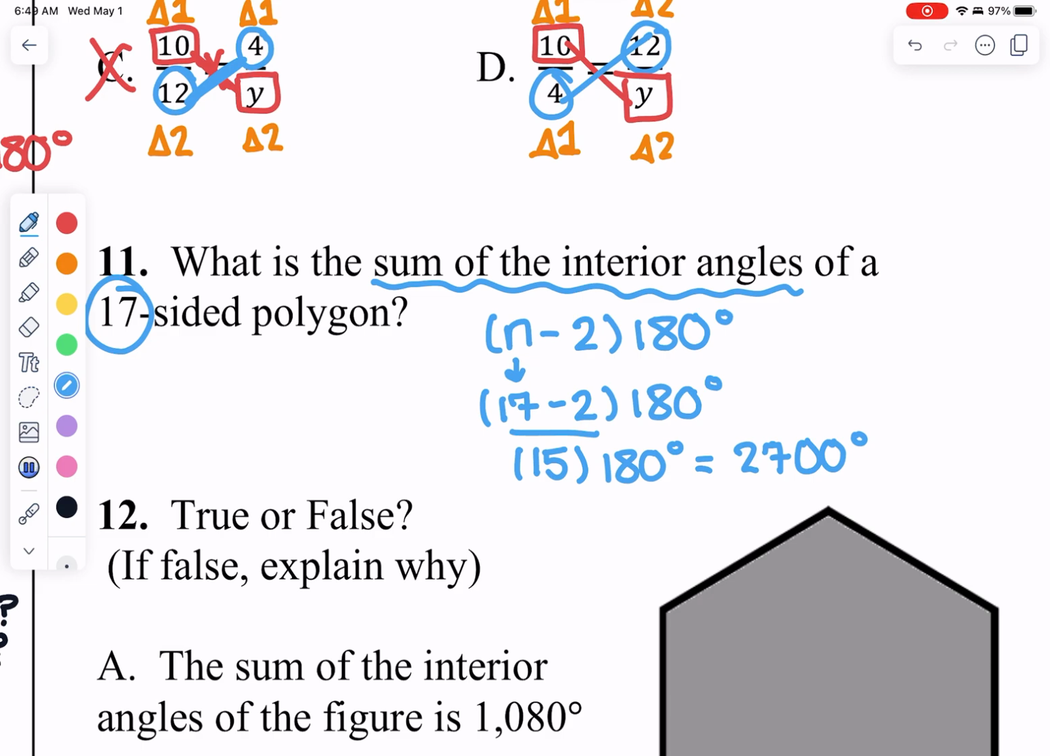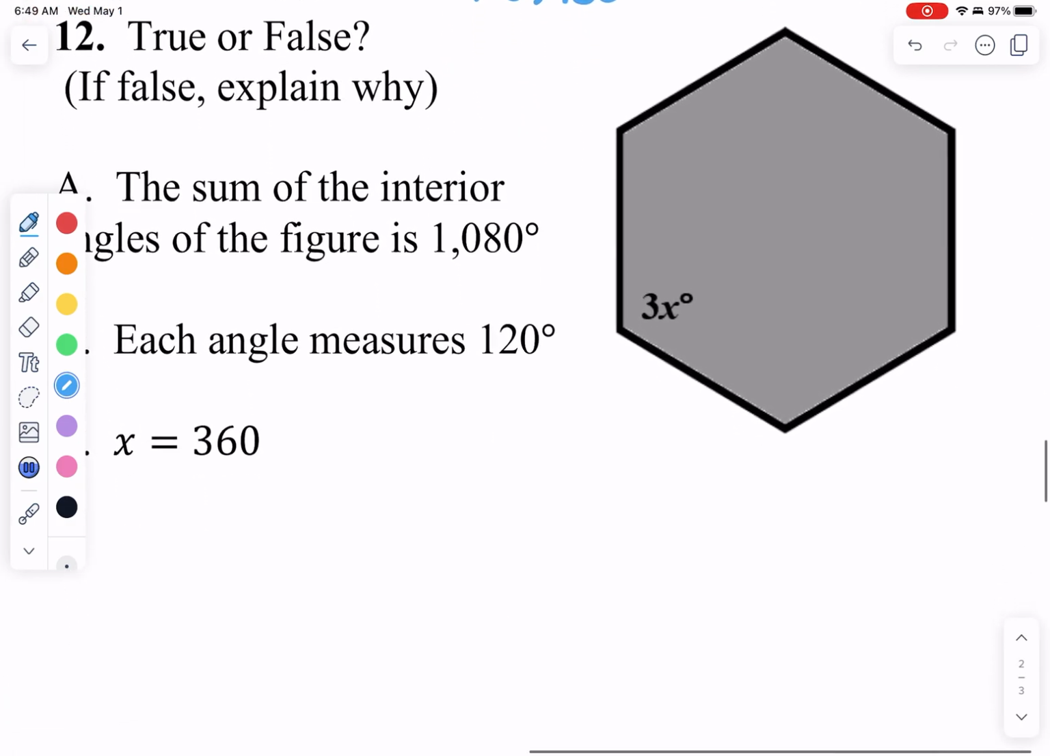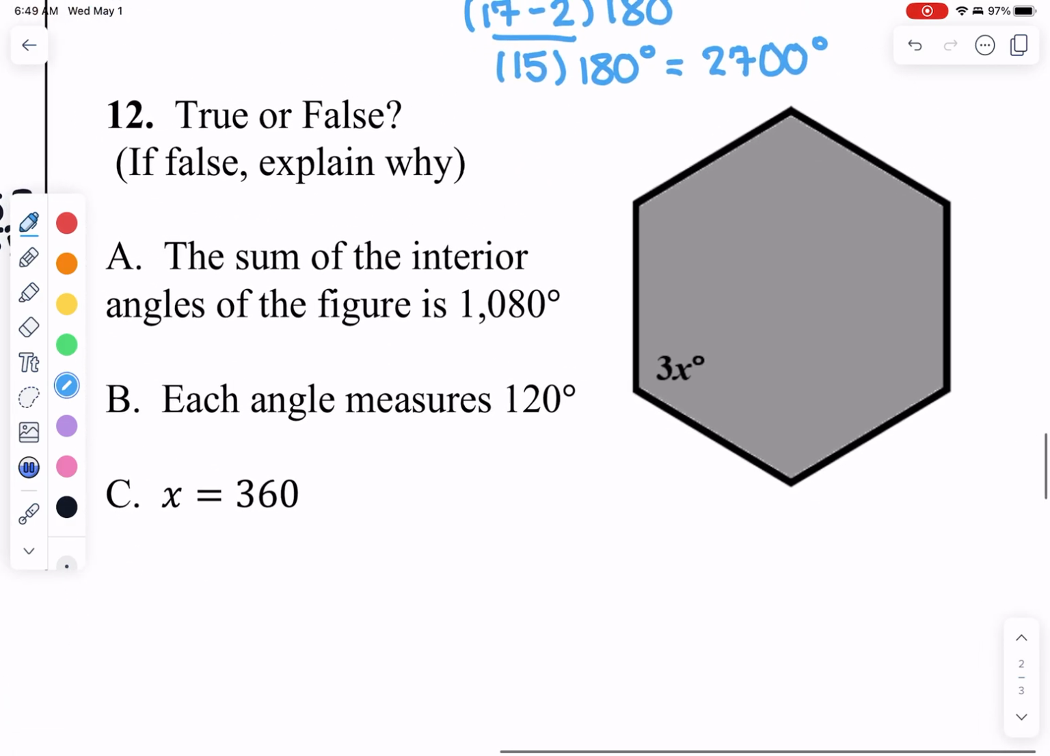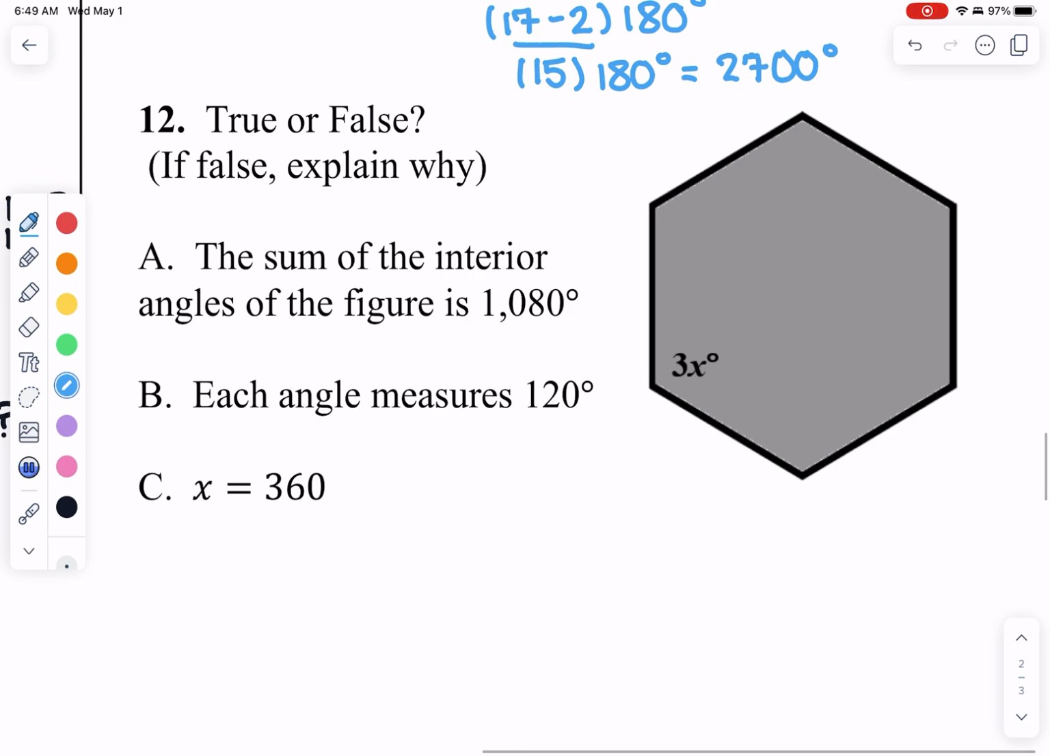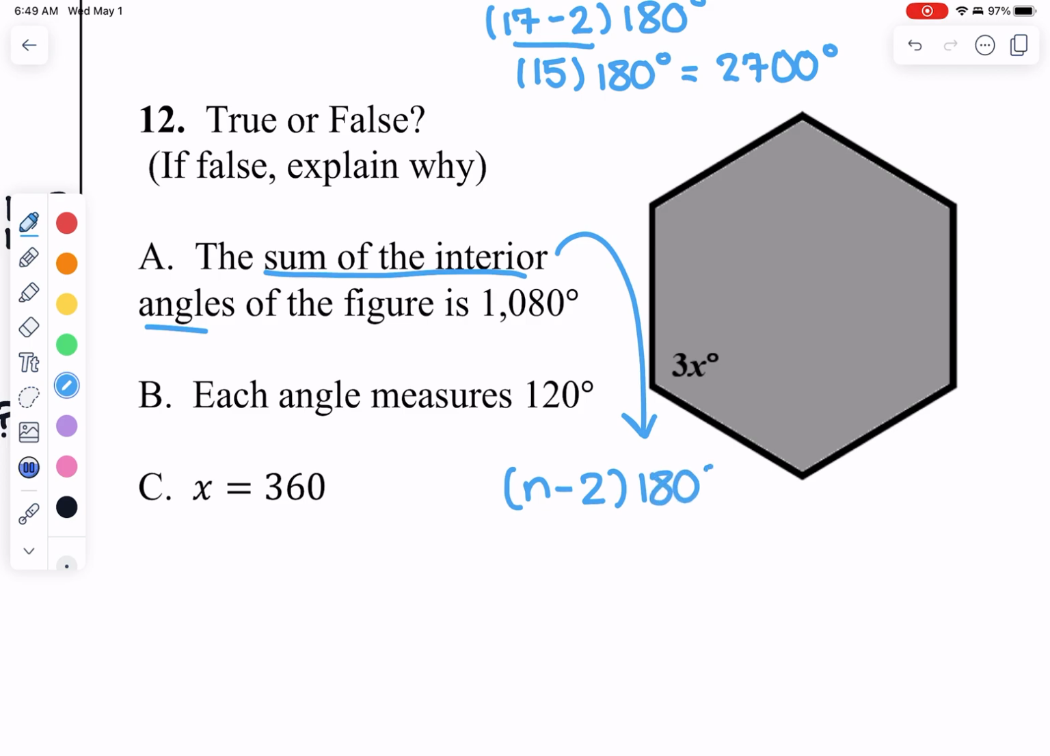Last but not least, number 12. Okay, it says the sum of the interior angles of the figure is 1,080. That's A. And we're trying to say, is A true or false? Okay, well, I know that I would use the same thing, n minus 2 times 180, where n is number of sides. How many sides are in this shape? 1, 2, 3, 4, 5, 6 sides. So I got 6 minus 2 times 180.